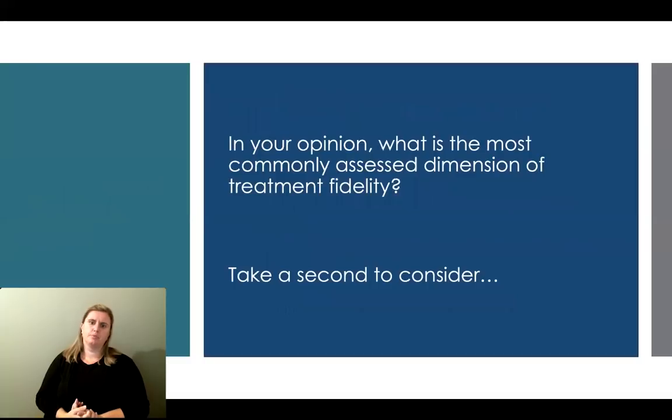So in your opinion, what do you think is the most commonly assessed dimension of treatment fidelity? Please take a second to consider this. In your opinion, what is the most commonly assessed dimension of treatment fidelity?